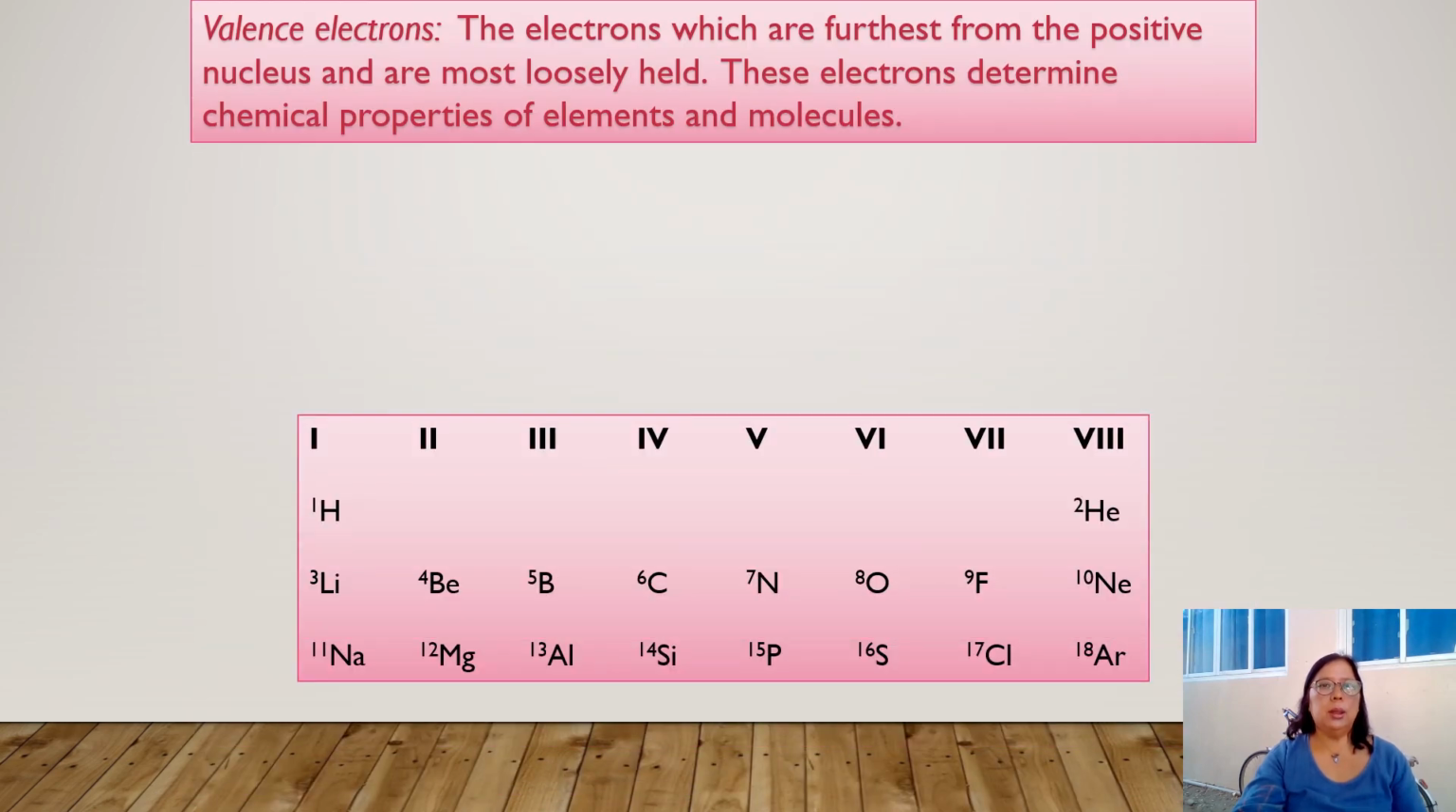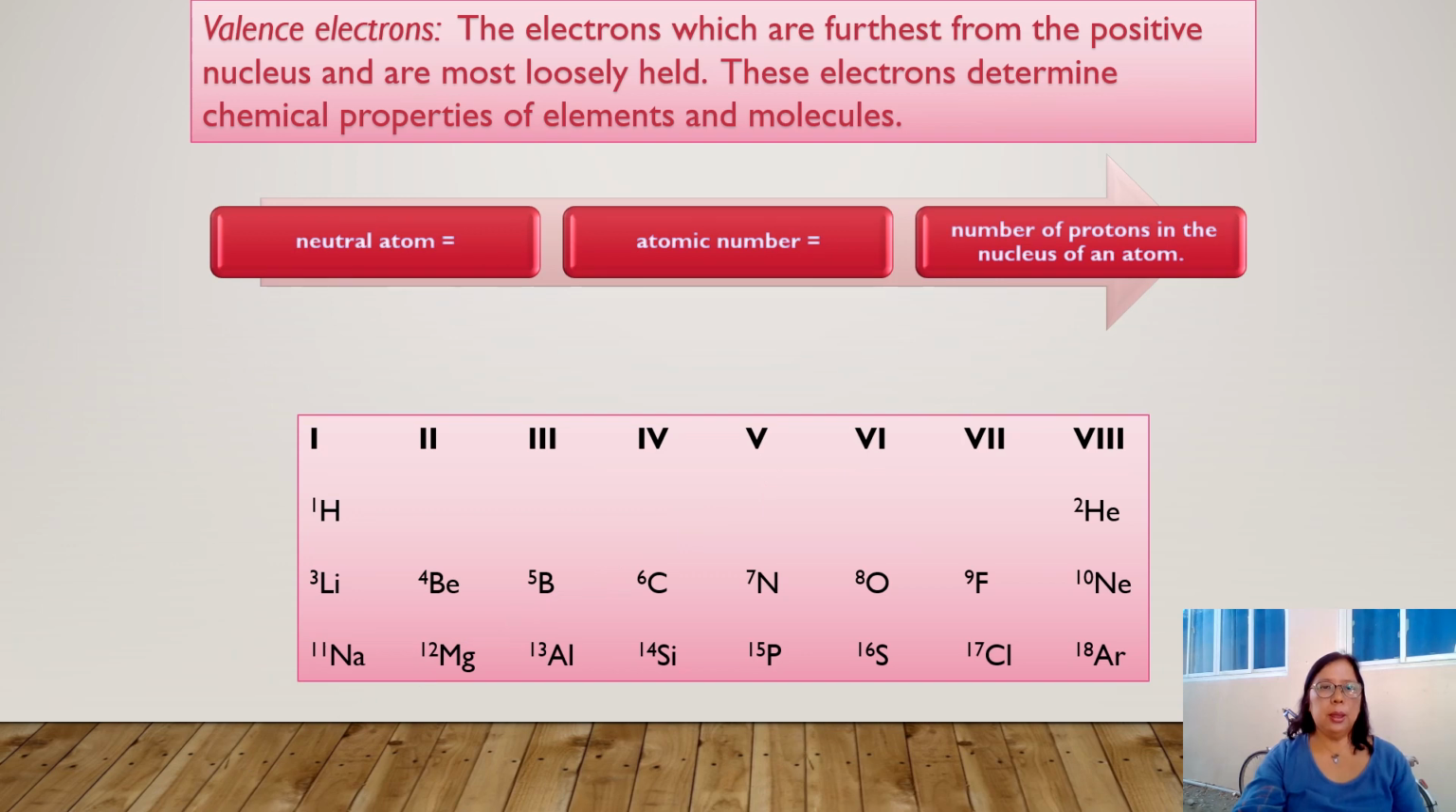Valence electrons are the electrons which are pulled by the positive nucleus and most closely held. These electrons determine the chemical properties of elements or molecules. So, as illustrated, in a neutral atom, the atomic number is the number of protons in the nucleus of an atom, and it increases.